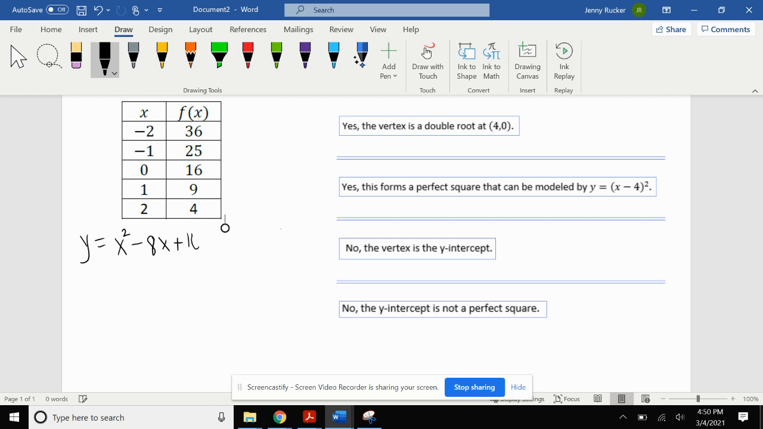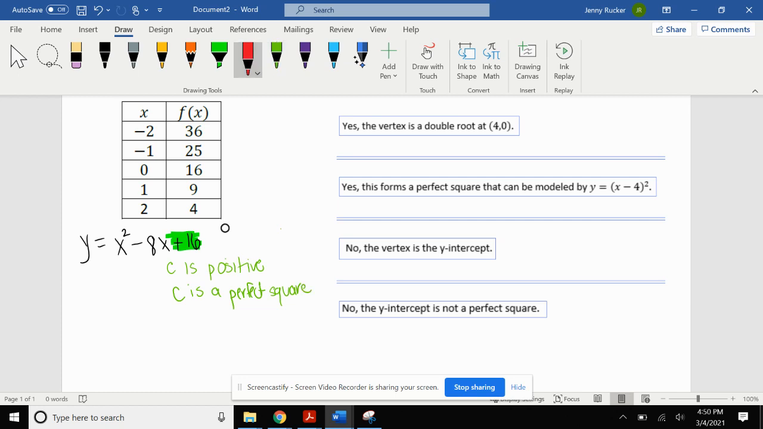We know that in standard form, if we have a perfect square, the c must be positive and a perfect square. Here, c is positive, and c is a perfect square. So I'm leaning towards the fact that, once again, this is a perfect square.